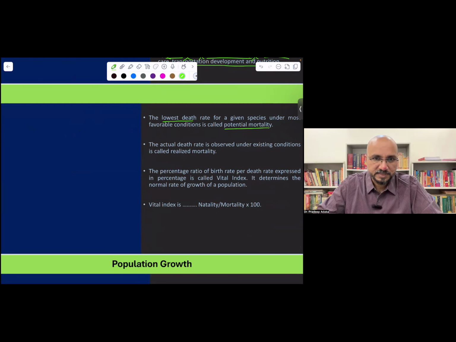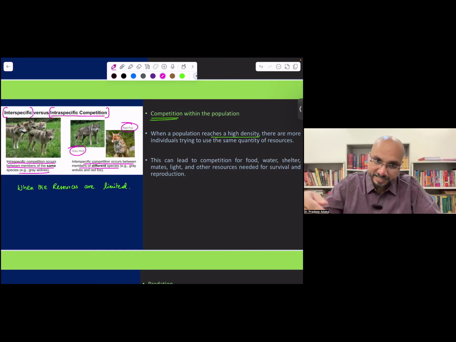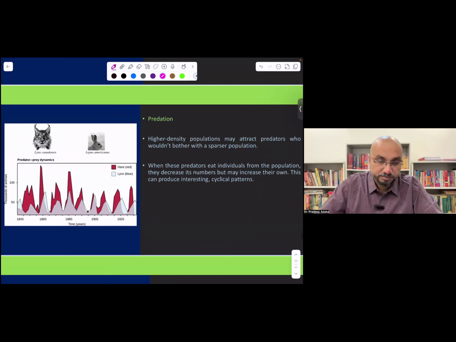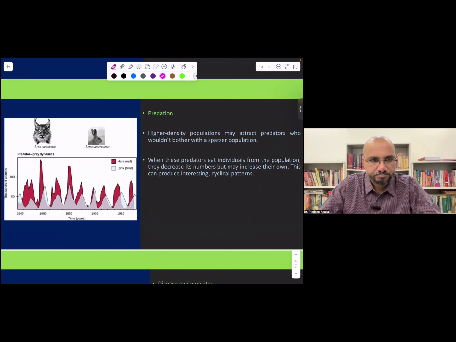You got the point? Competition within the population. So it is a density dependent factor which is regulating the population. Now, predation. Higher density populations may attract predators who wouldn't bother if there is a sparse population.